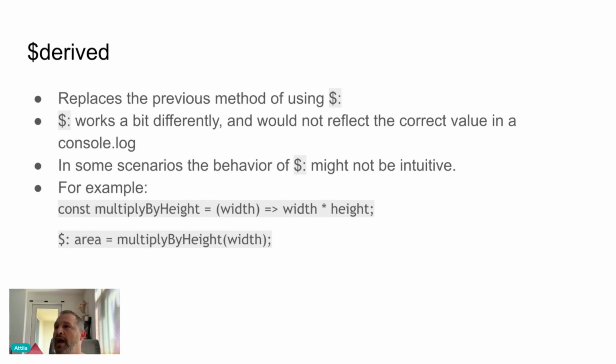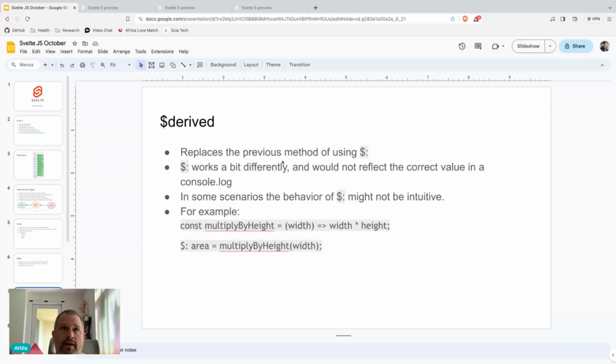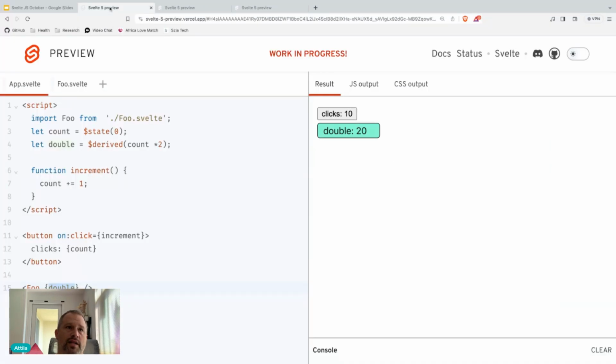$derived does not have that problem. You can pass it a function and it will work. So before I get to effect, I'm going to show just a couple of simple code examples to help illustrate some of these points.